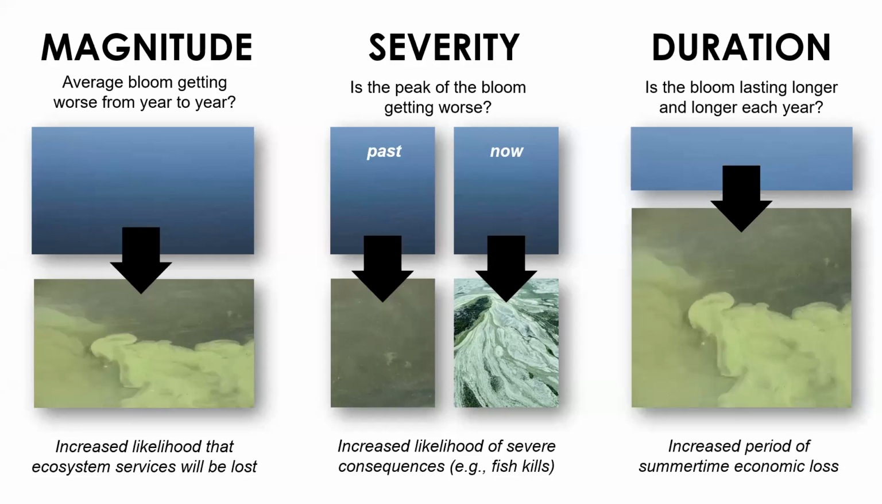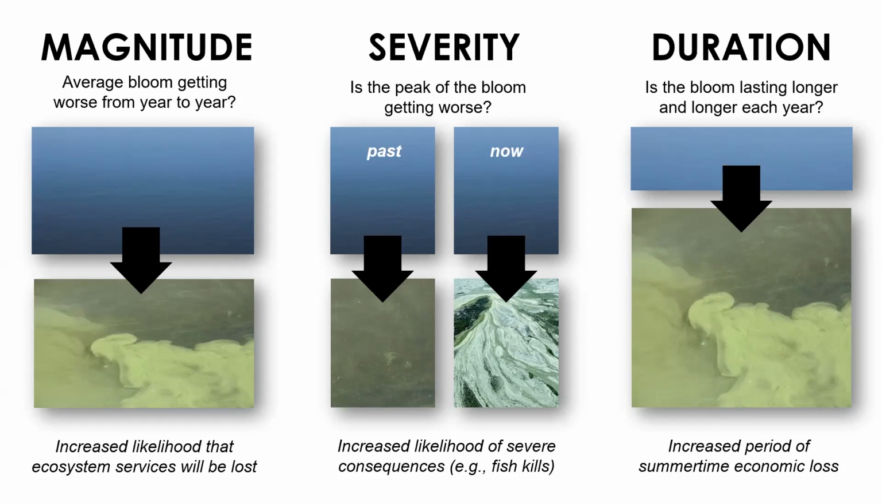And finally, thinking about bloom duration, is it lasting longer and longer each year? If that's the case, then it's going to become a less viable or desirable system for people to want to come and spend their time recreating on it. So this could coincide with an increased period of summertime economic loss. These 3 metrics, magnitude, severity, and duration, and how they're changing, is how we wanted to define whether or not blooms are getting worse.